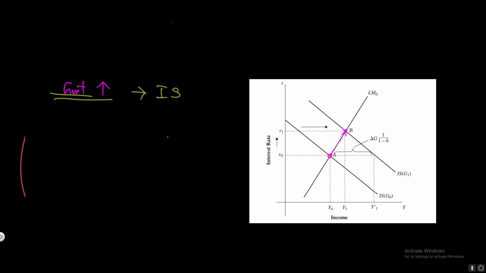However, what we do need to understand are two things. Why does the income go from Y0 to Y1 and not from Y0 to, let's say, Y*1? What is the causation for that? And the second thing is, why does the interest rate increase when the IS curve shifts to the right? We understand that when the IS curve shifts to the right, therefore our spending increases.